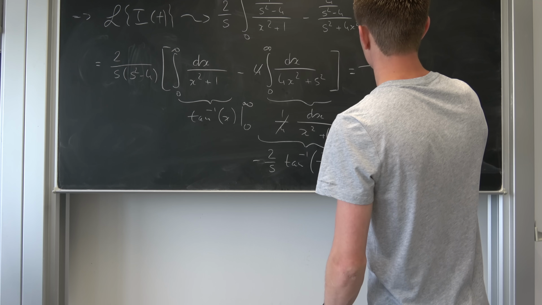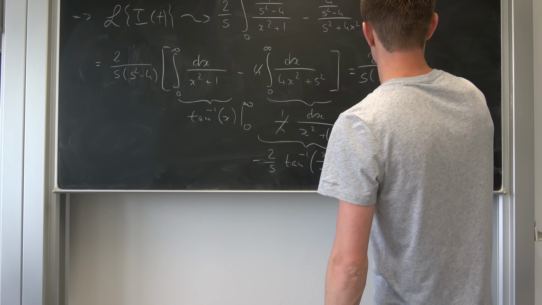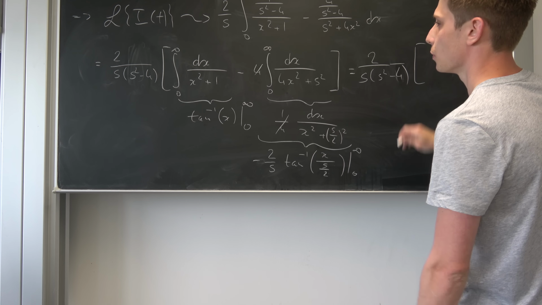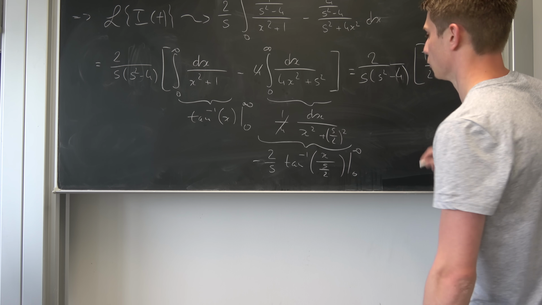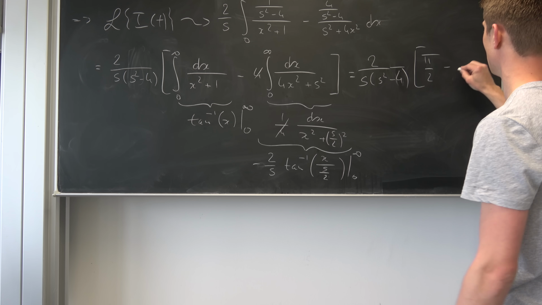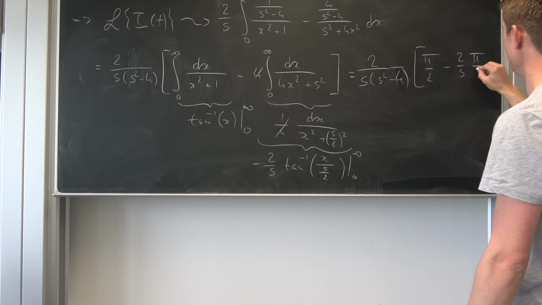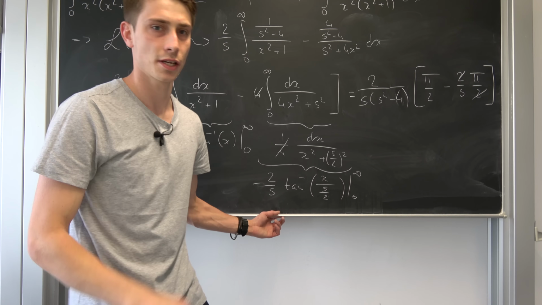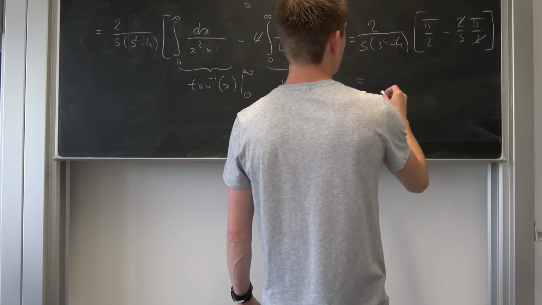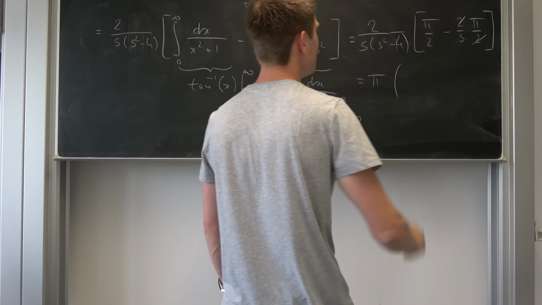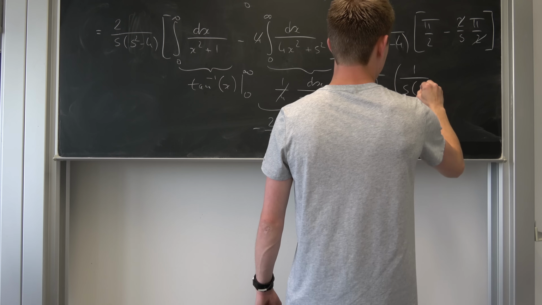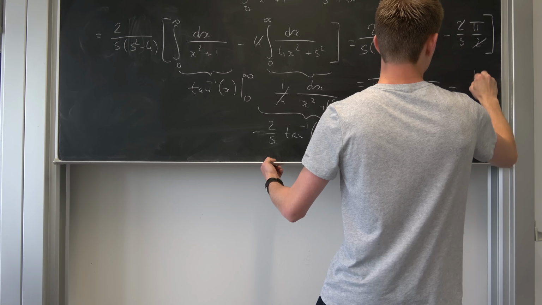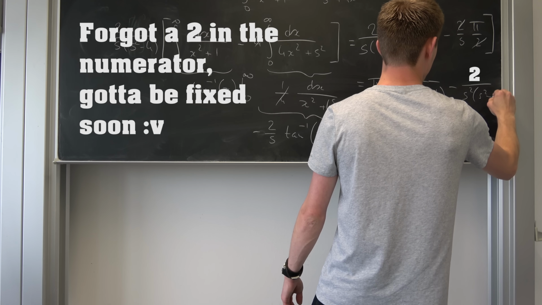Now we have 2 over s squared minus 4. That's supposed to be a 4. I'm too dumb to write. And also we have, so this first term leaves us with pi over 2. And the second term is minus 2 over s and then pi over 2. This and that is going to cancel out. And that's quite nice. So in conclusion, what do we have? Well, we can factor out a big pi in here. So we have 1 over s squared minus 4, and also minus 1 over s squared minus 4.